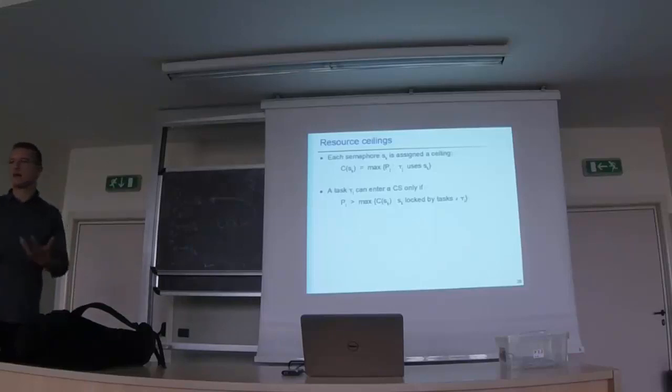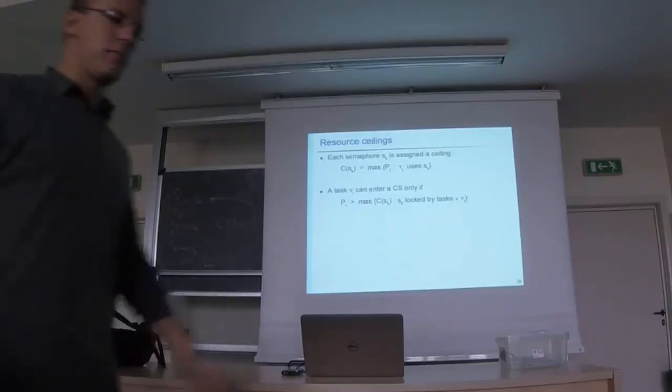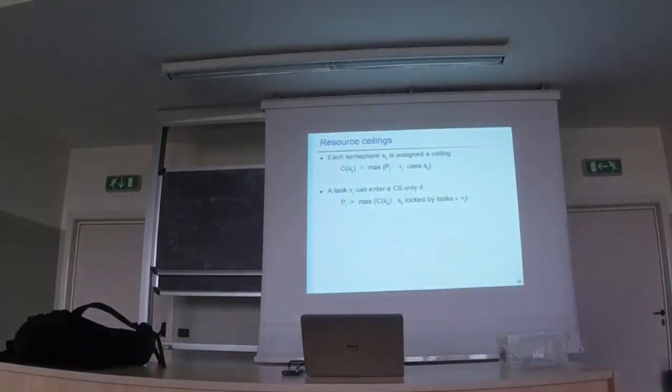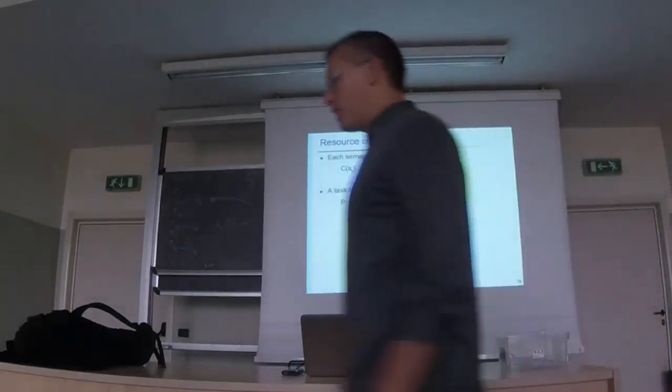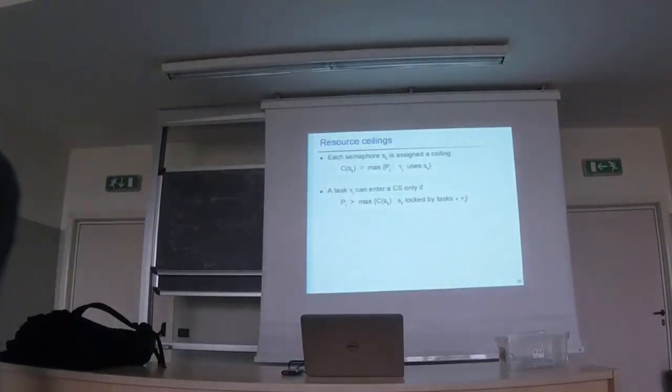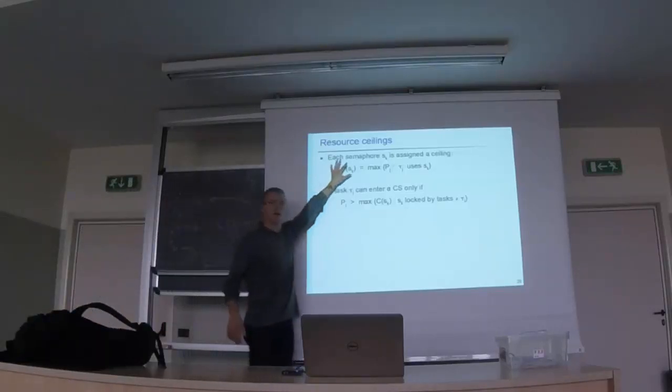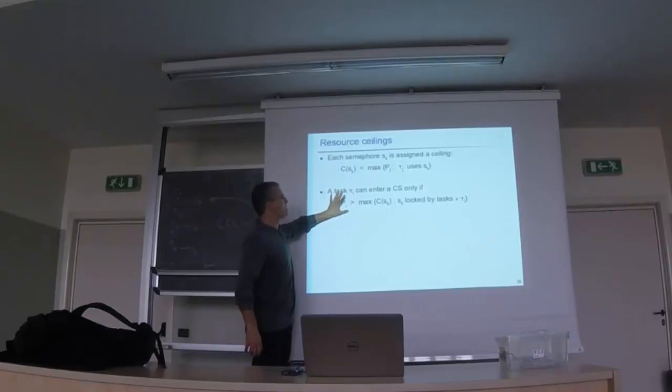It is a static property, okay? I know since the beginning which tasks may access which semaphore, okay? So this is not for dynamic code. This is for code that I know since the beginning which semaphore it may require, okay? Then, having defined the ceiling, we implement this rule.